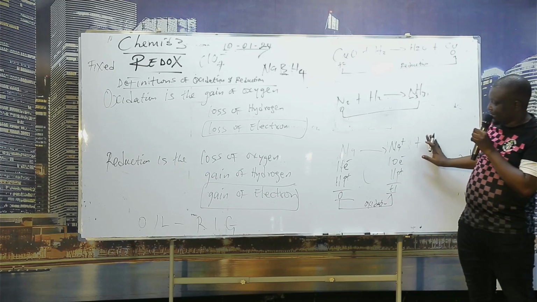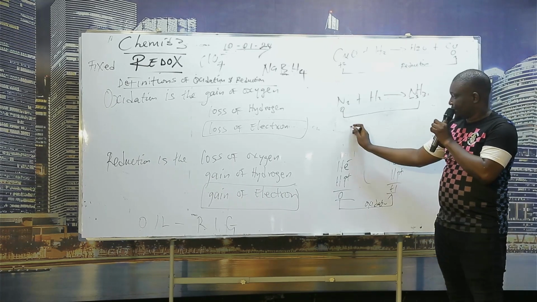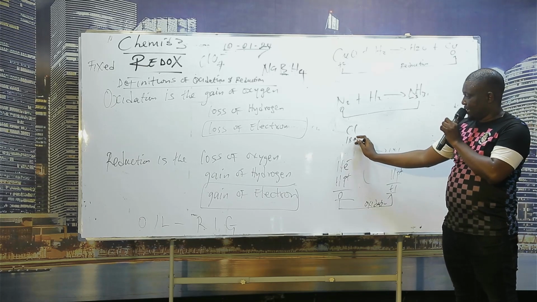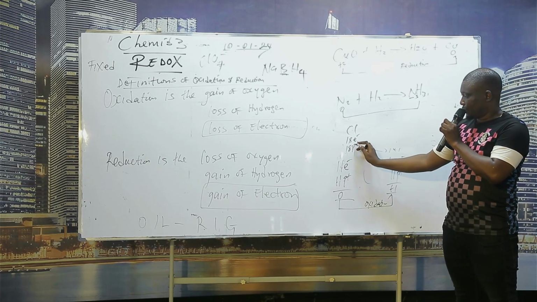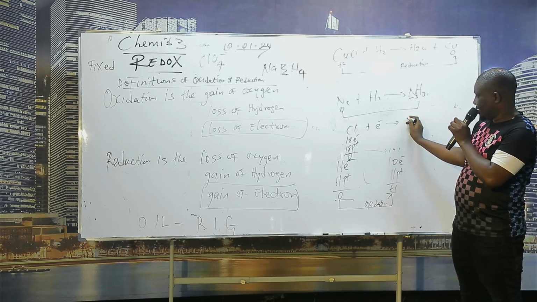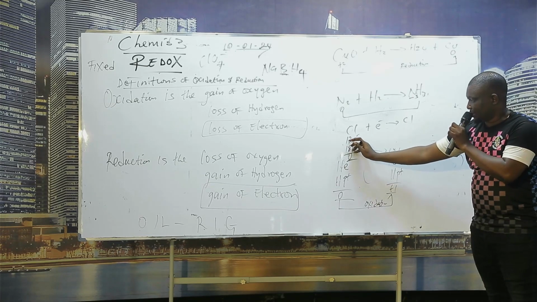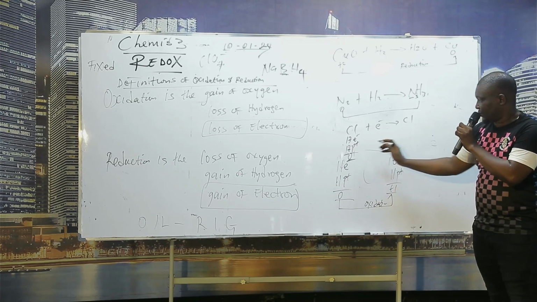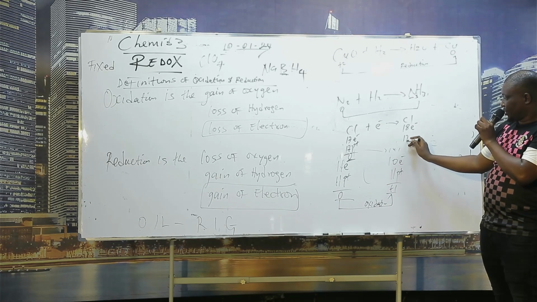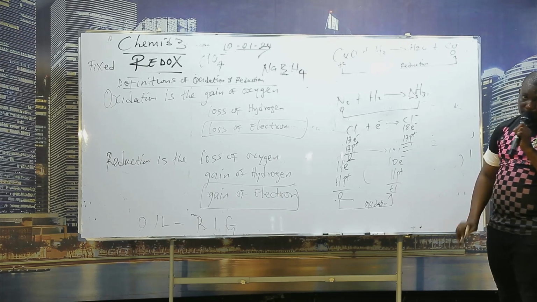Then the last one says gain of what? Electron. Let's see this one. Cl is chlorine, isn't it? Number of electrons is how many here? 17, and proton 17. Total is 0. It gains 1 electron, it becomes 18 electrons. Proton is still what? 17. Total is what? -1.